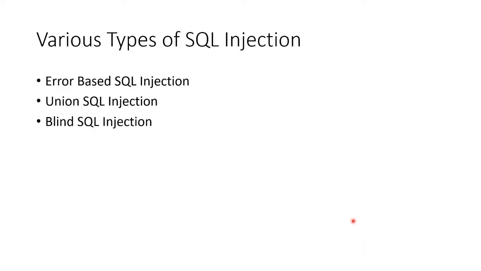There are a few basic types of SQL injection. Let's take a look. First, there's error-based SQL injection. Then there's union SQL injection, and then there's something called blind SQL injection.